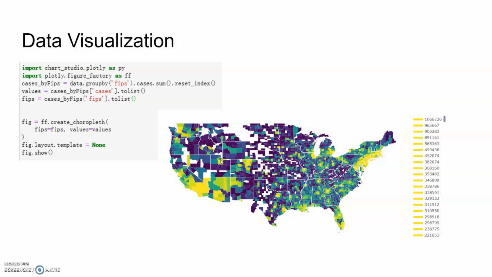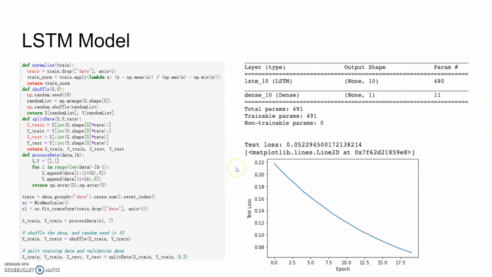For the data visualization, we use the plotly package to draw the map of the United States. The more yellow means this region has more cases. More purple means this region has fewer cases of coronavirus 2019.